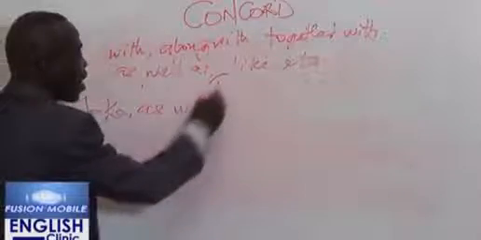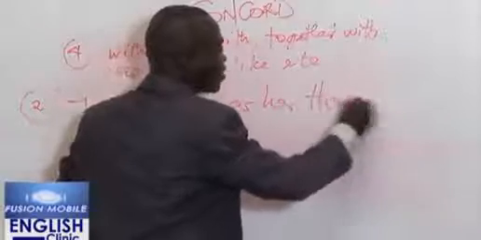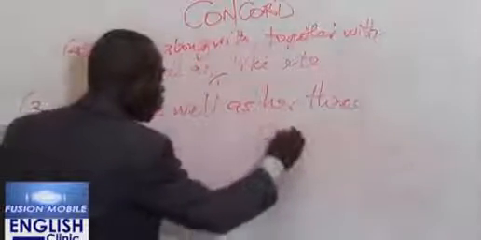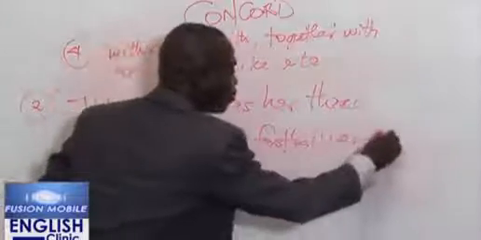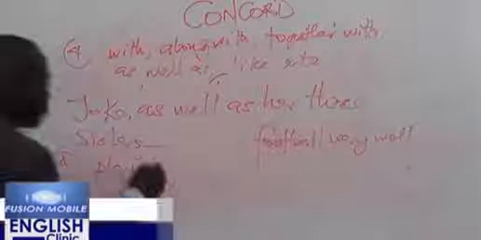Example 2. Joker, as well as our three sisters, dash football very well. Let's assume we have the following options: A, play football, and B, we have plays football.